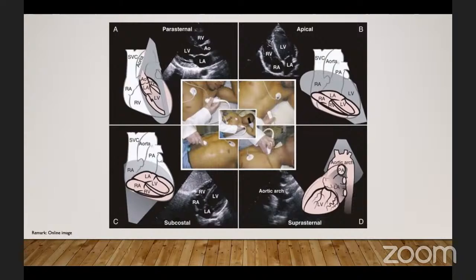The one view that's not shown in the previous image is the suprasternal, shown at the bottom right. This is usually used to assess the aortic arch and the proximal descending aorta. This view is helpful in assessing if there is a coarctation, or even aortic regurgitation. In severe aortic regurgitation, it might show what's called a reversal of flow.